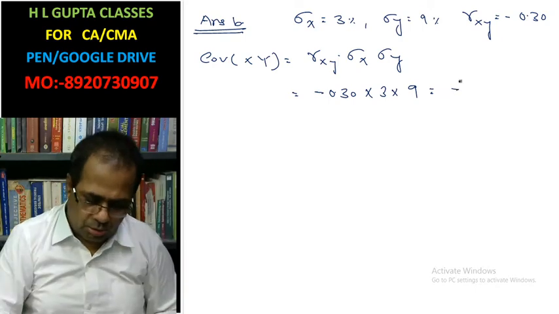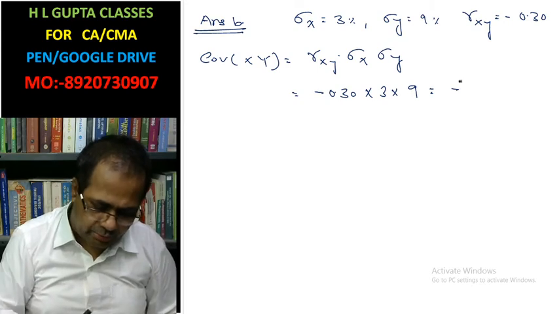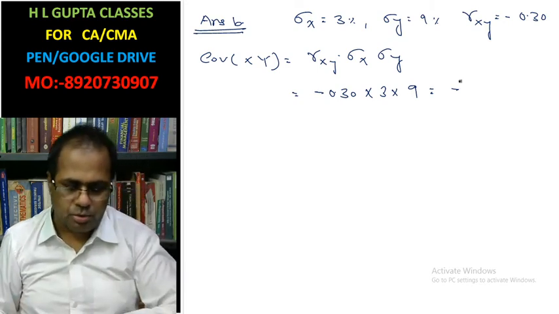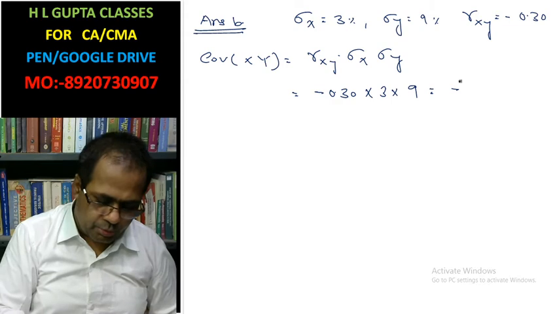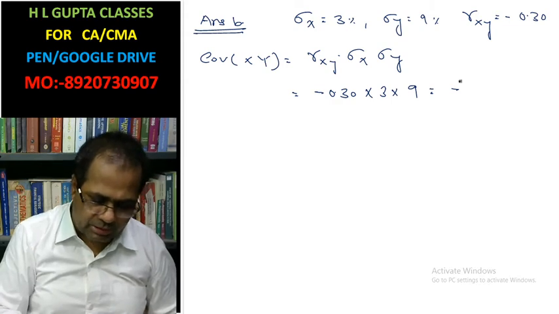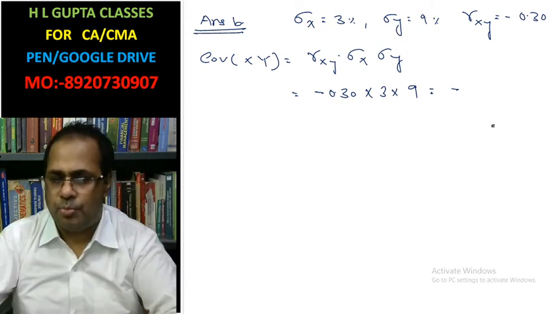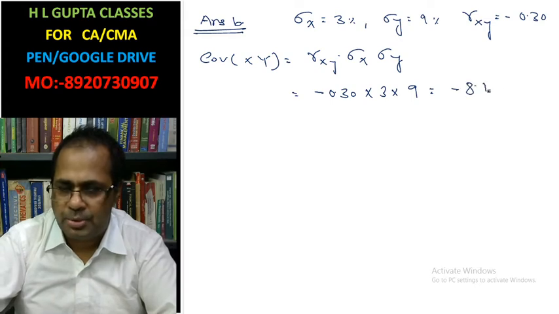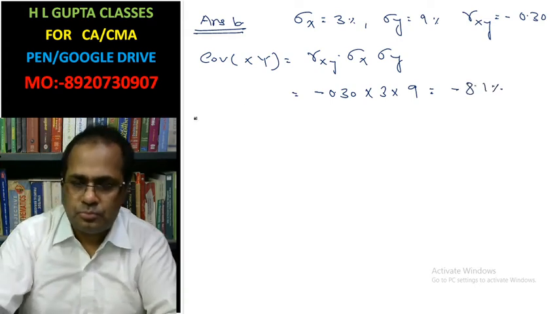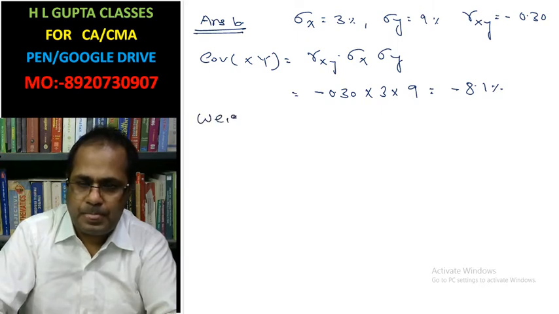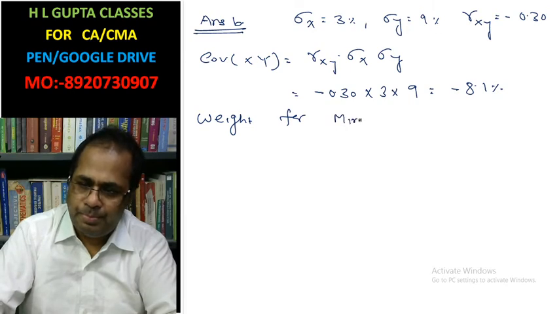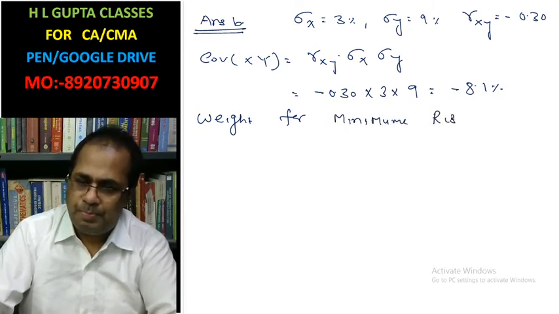What is 27 into 0.3? That equals 8.1. So the covariance is minus 8.1%. Okay. Now the weight for minimum risk.